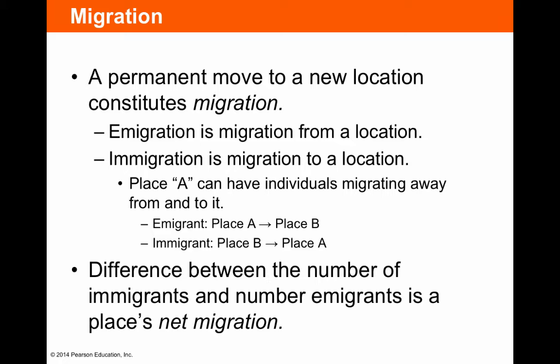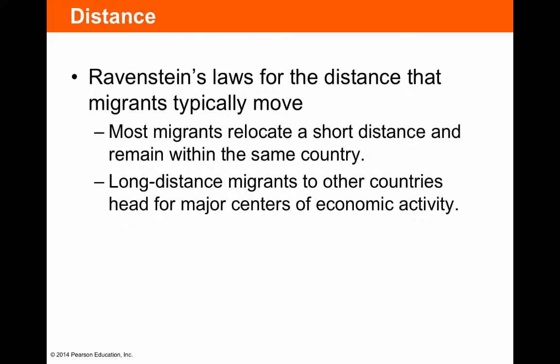Know that an emigrant is a person going from a location, and an immigrant is a person going to a location. Ignore their diagram. Okay, so the difference between the number of immigrants and the number of emigrants is a place's net migration. So the difference between the number of people coming in and the number of people leaving is your net migration.